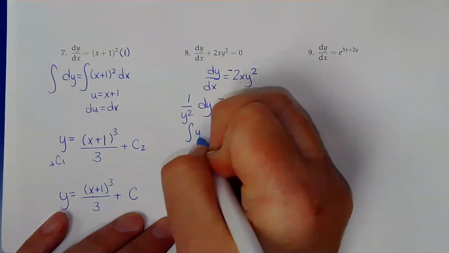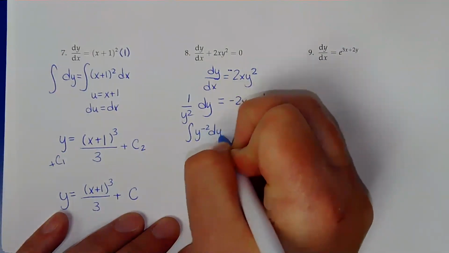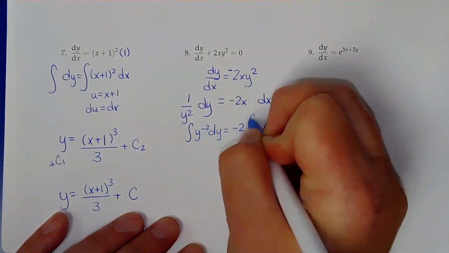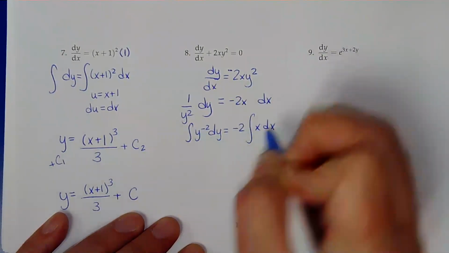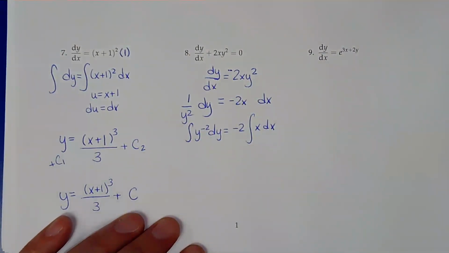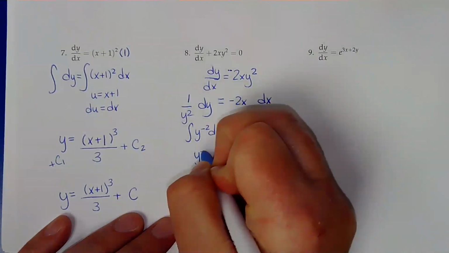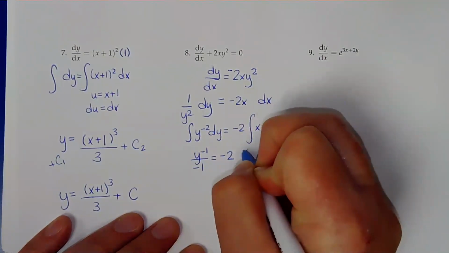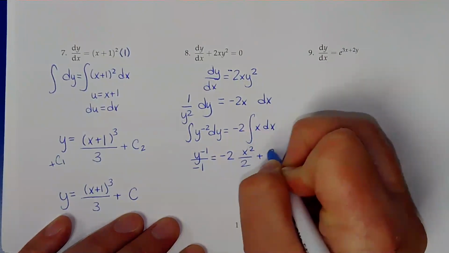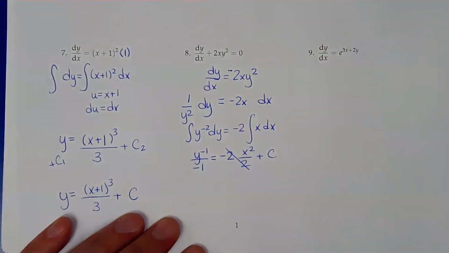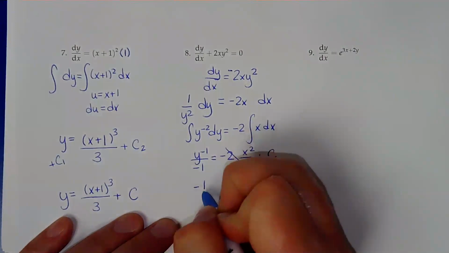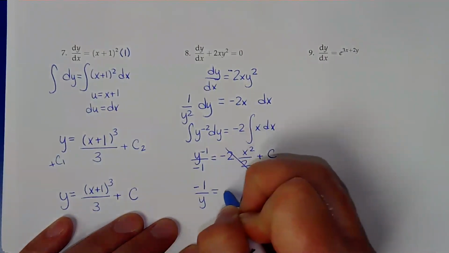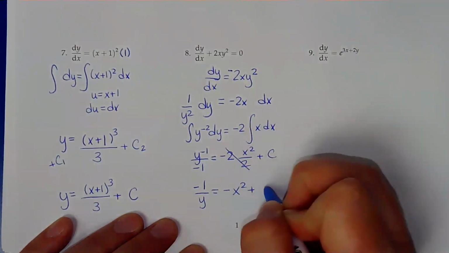So the integral of y to the negative 2 dy equals negative 2 times the integral of x dx. All I did was rewrite that into a calculus-ready form, so I'm ready to find the antiderivative. So I get y to the negative 1 over negative 1 equals negative 2x squared over 2 plus C. And that gives me negative 1 over y equals negative x squared plus C.